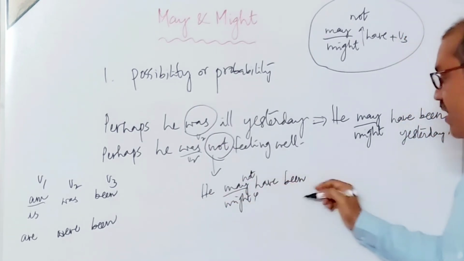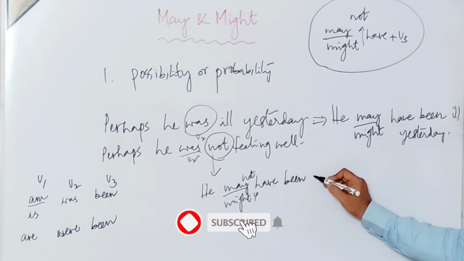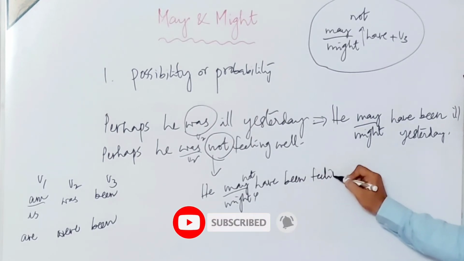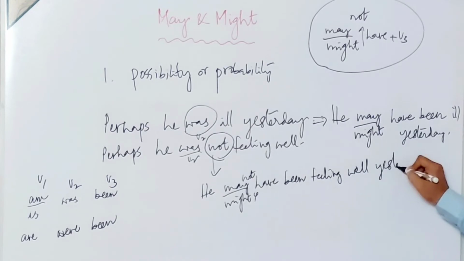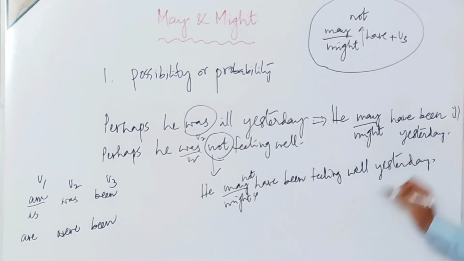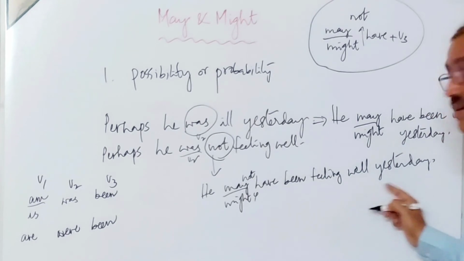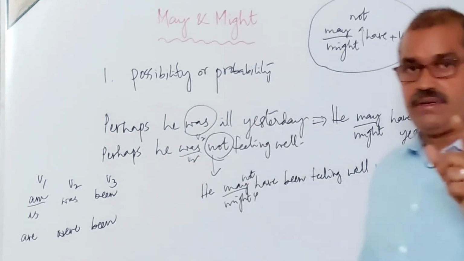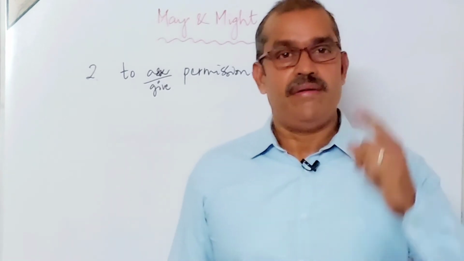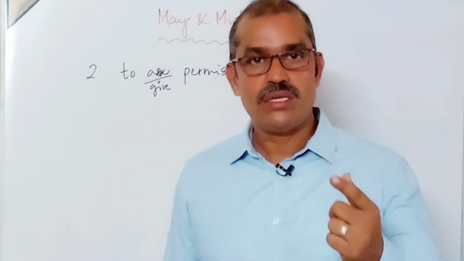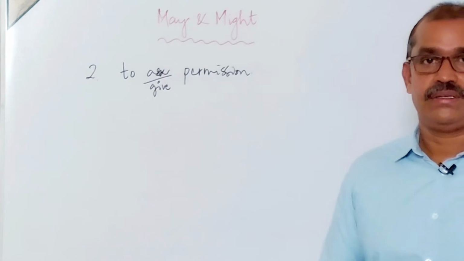So he may not have been feeling well yesterday, or he might not have been feeling well yesterday. Right? Friends, the next occasion is may or might is used to ask or give permission.